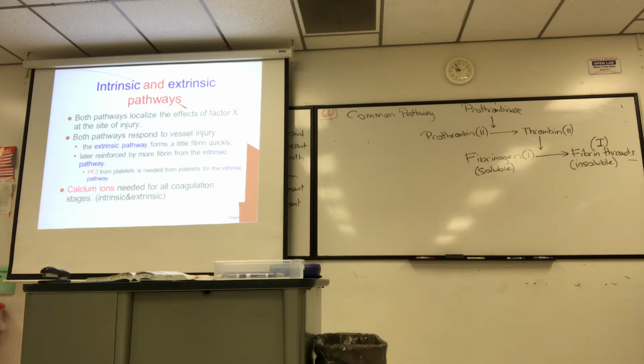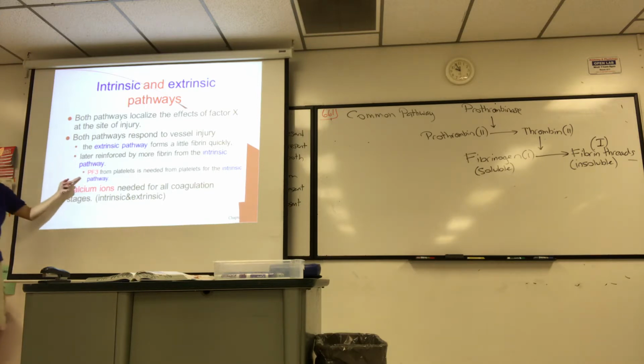So what we see in this common pathway is we got 2 pathways to get us to factor 10, to get us to our common pathway. Both pathways are responding to the vessel injury. Okay? I don't want you to think only one happens and not the other. They both occur. It's just that the extrinsic is faster.